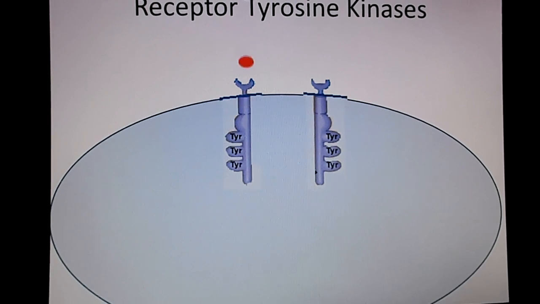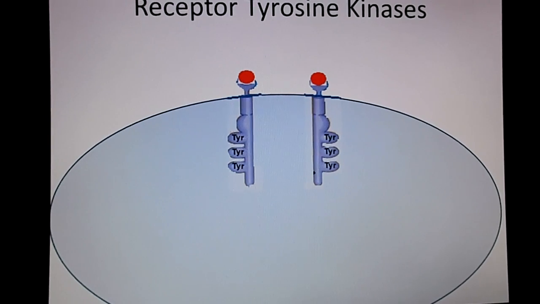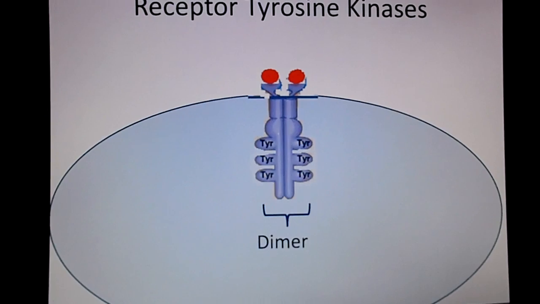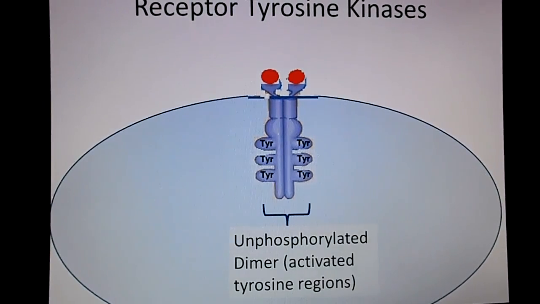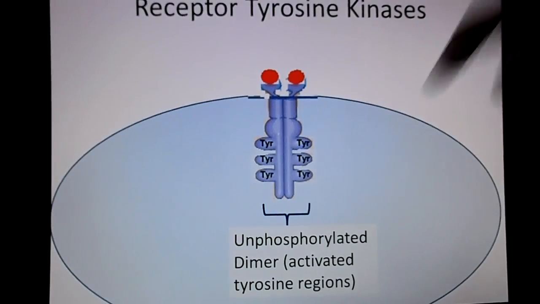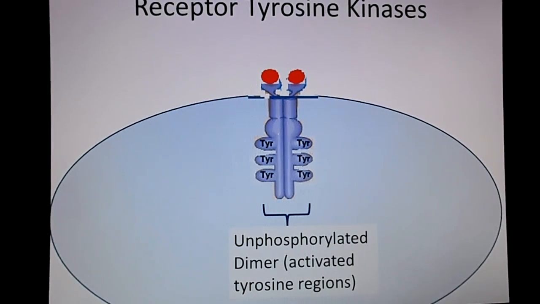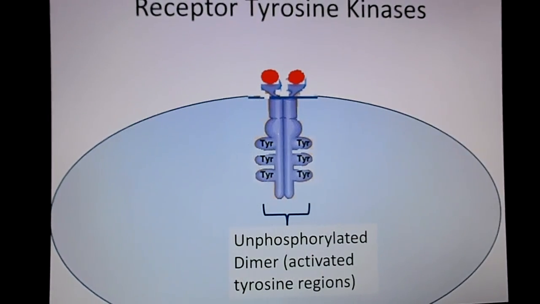Here we have a signaling molecule that will attach to the signal binding site, and this will cause a conformational change. In this case, the two monomers or polypeptides will aggregate or come together. When they come together, they will form a dimer. Now, we have not yet added the phosphate groups, so this is called an unphosphorylated dimer. However, the tyrosine kinase regions are activated at this point and ready to transfer phosphate groups.